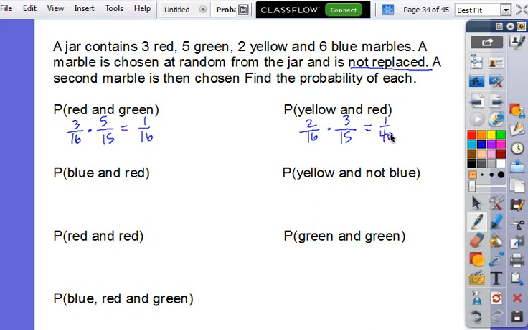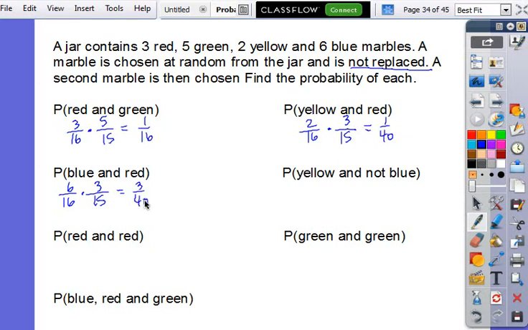All right, give me the next 2. So blue and red. How many blues do I have? 6 over 16, and 16 total. Then it's going to go down to 15 because I didn't replace it. Red ones, there's still 3 of those in there. So I'd multiply that out and get 3 over 40.